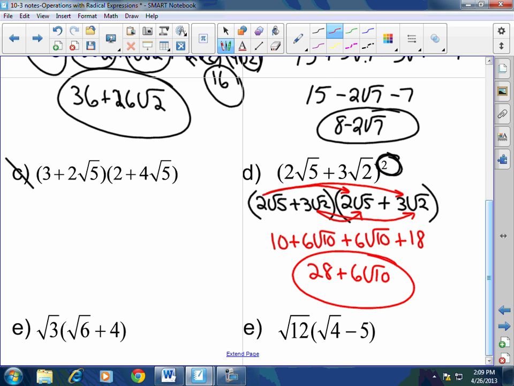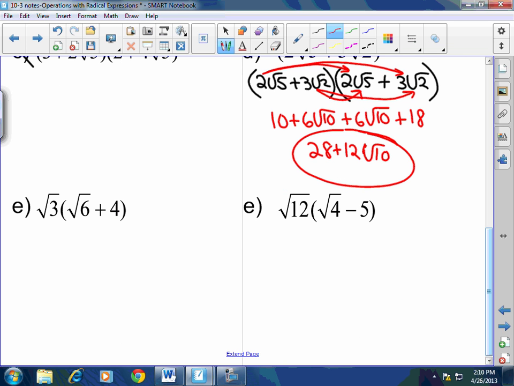What's wrong with me? Plus 12 square root of 10. Someone's saying 30? Really? 6 plus 6 is 12, guys. Okay. Now, if I want to just multiply one square root to a binomial or trinomial, distribute.